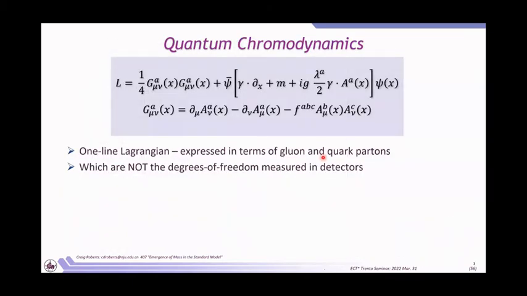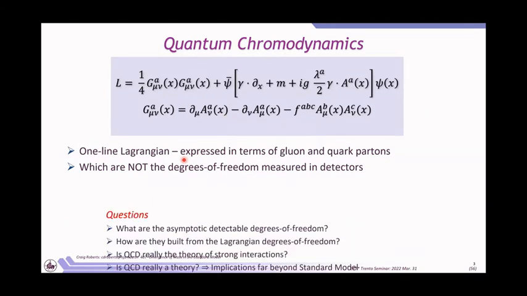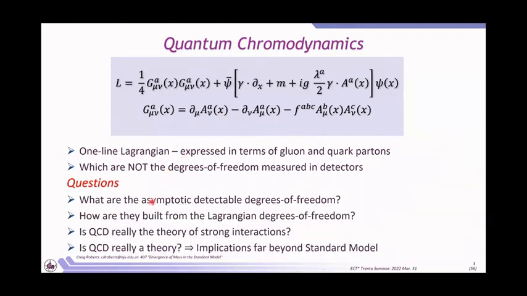We imagine, as physicists, that we have a Lagrangian, a one-line Lagrangian, expressed in terms of gluon and quark partons. And these objects are not the degrees of freedom that are measured in detectors, and that makes QCD special. We have to understand what are the asymptotic detectable degrees of freedom, how they're built from the Lagrangian degrees of freedom, and also then is QCD really the theory of the strong interactions? And perhaps even, is QCD really a theory? Because at that point, if it is really a theory, then we may have something to say about going beyond the standard model in new ways that we don't always talk about.